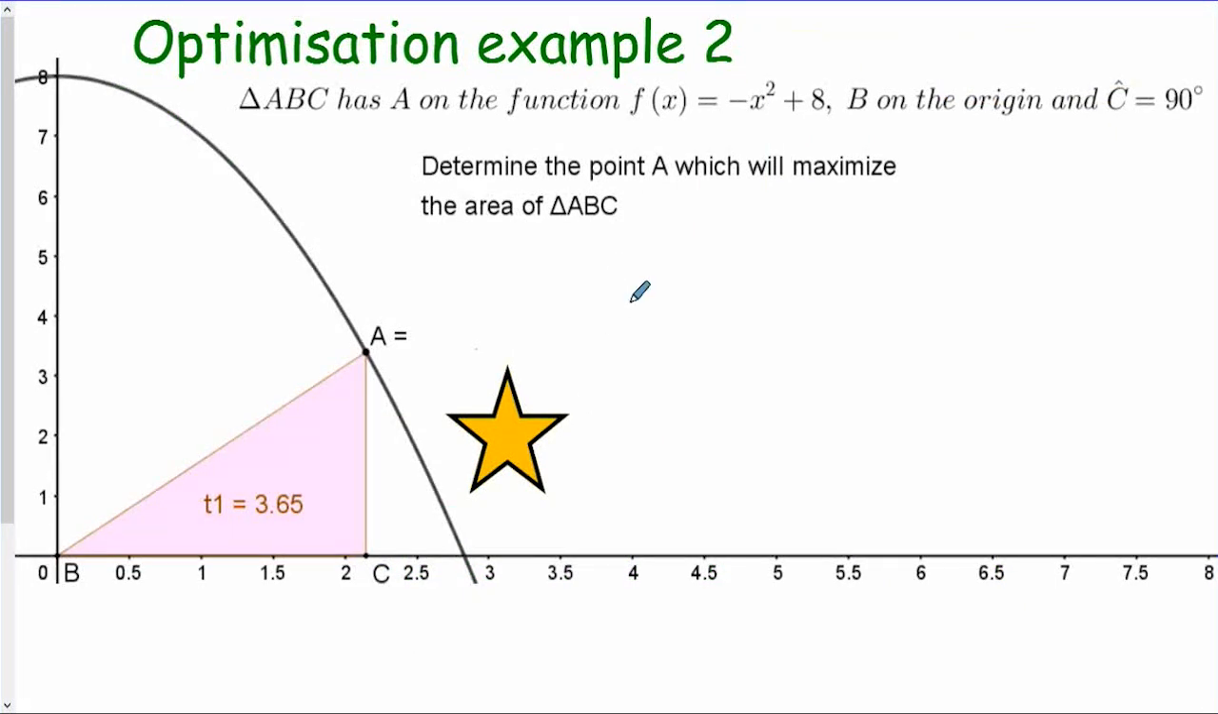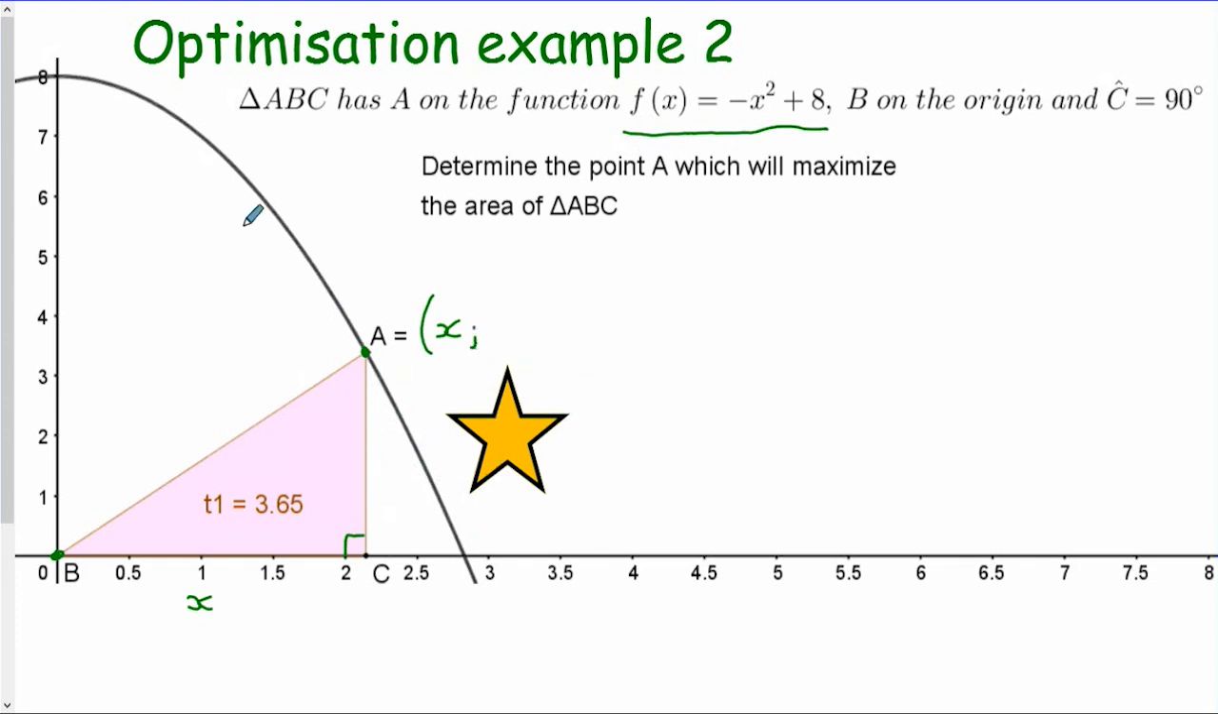Right, let's look at another optimization example. This one over here, we're trying to make the area of this triangle as big as possible, subject to it having one corner on the origin, having a right angle here, and having its third vertex on this function f of x equals negative x squared plus 8. So I need to introduce a variable. Let's let the x value of this point be x. In other words, that distance along there is x.